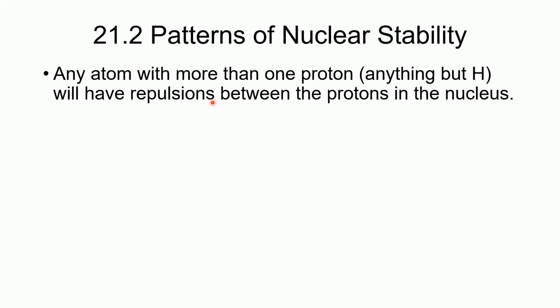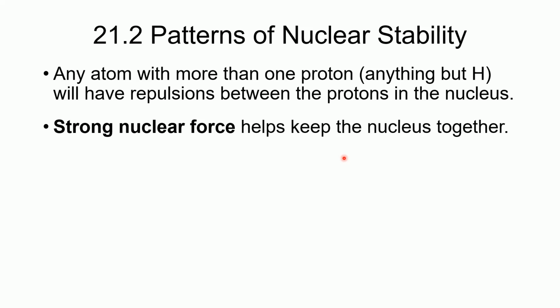So when it comes to the patterns of nuclear stability, we want to look at that next. With our patterns of nuclear stability, we will find that any atom with more than one proton, so anything but hydrogen, has repulsive forces caused by those protons being together. So like anything from helium on up, protons are positively charged and they are going to repel each other. So in order to keep those protons stuck together in the nucleus, we need some really strong force, and we actually call it the strong nuclear force. That strong nuclear force holds those protons together.